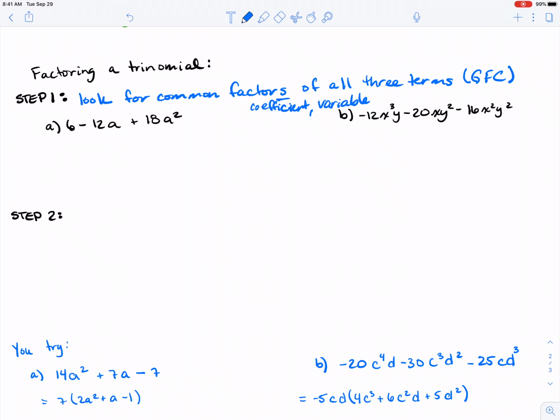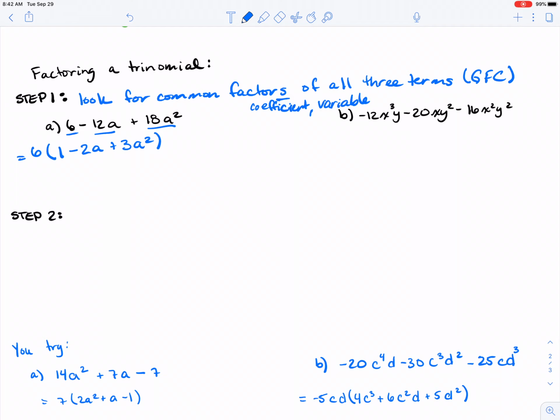So let's look at the first example of 6 minus 12a plus 18a squared. What is common amongst 6, the term negative 12a, and positive 18a squared? If we look, the common factor is 6. So I can take out a 6 from each of these. So obviously the factor for 6 is 6 and 1. That's common. For negative 12a, that'll be negative 2a. And if I take 6 out of 18a squared, that leaves me with 3a squared. And that would be the answer for factoring that trinomial.